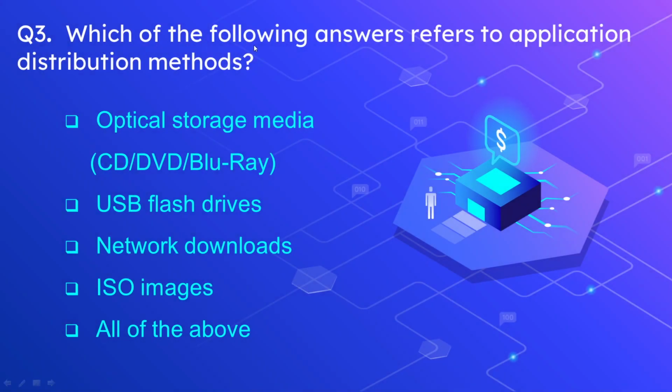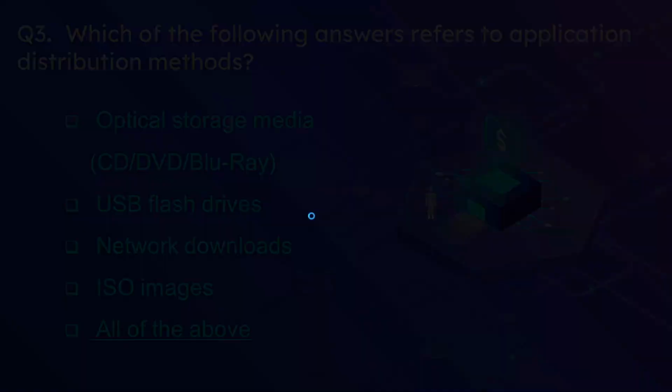Question 3 is, which of the following answers refer to application distribution methods? And the options are optical storage media such as CD, DVD and Blu-ray, USB flash drives, network downloads, ISO, or all of the above. And the correct option is all of the above. So all these methods are used for application distribution or copying application from one place to another.